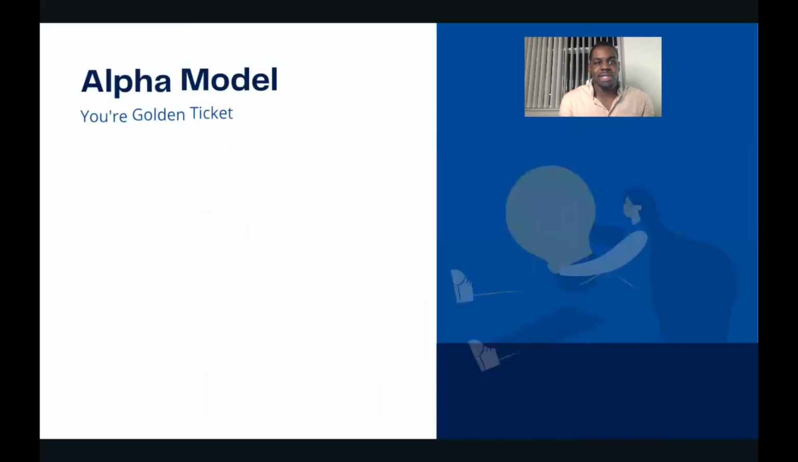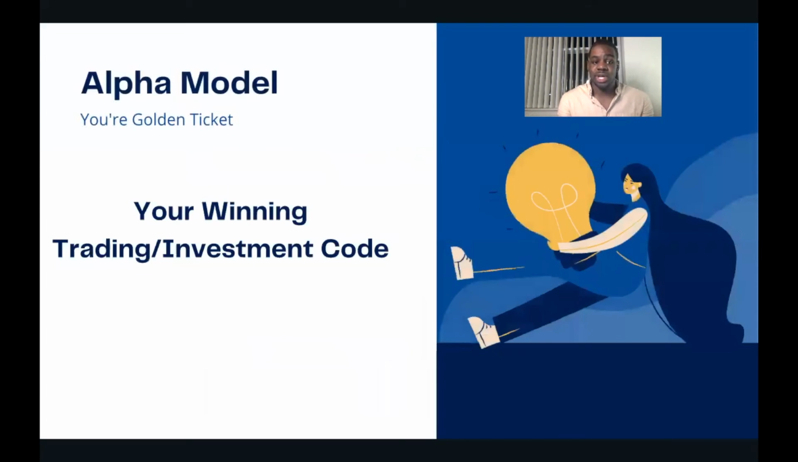All right, next, alpha model, your golden ticket, your winning trading and investment code. I explained this already in a video. Your alpha is literally your golden ticket. Do not give away your alpha. That is your winning trading strategy code. That's what every algorithmic trader is doing. They're looking to build an alpha, their winning strategy. No one's gonna give away their alpha. I'm not giving away my alpha.